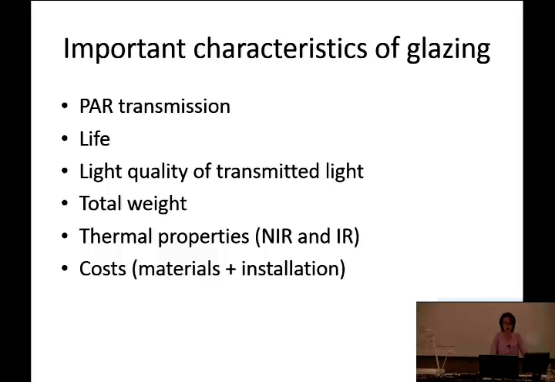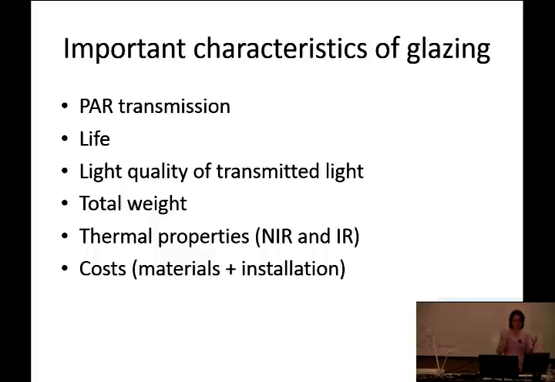Total weight: lightweight glazing material reduces the structural requirement so that you can reduce the shade component. Therefore, you may be able to increase the transmission. All right, and then thermal properties, which you will learn more about Wednesday, but this is also important because glazing is not just protecting from wind, but it's also to warm up.